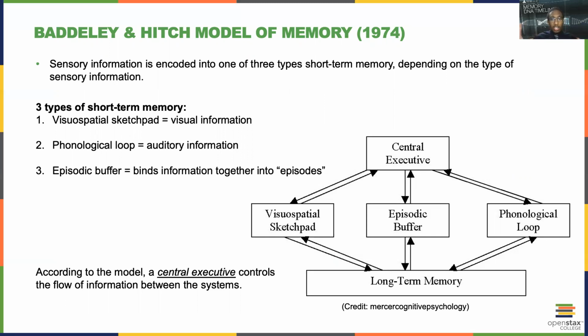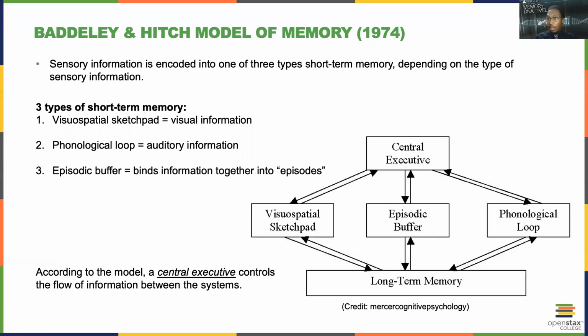So these are all constructs, these are all concepts of how memory might work. These aren't reflected in real neural anatomical structures, but just an idea based on research about how different forms of information go into long-term memory.